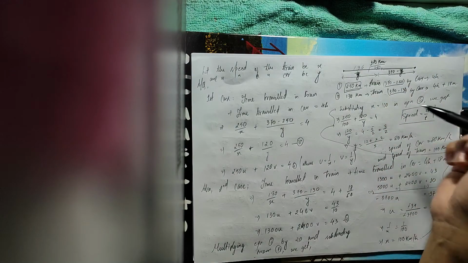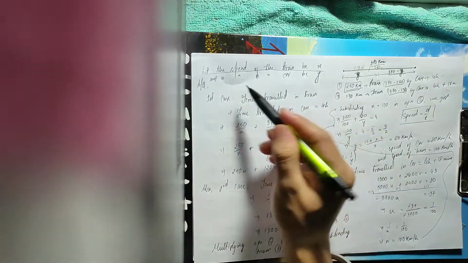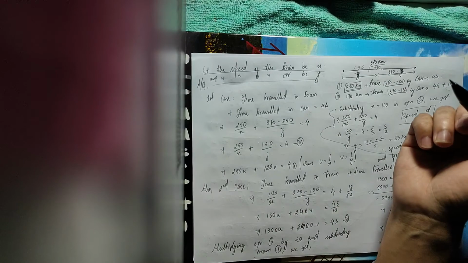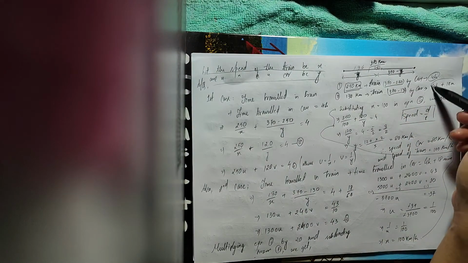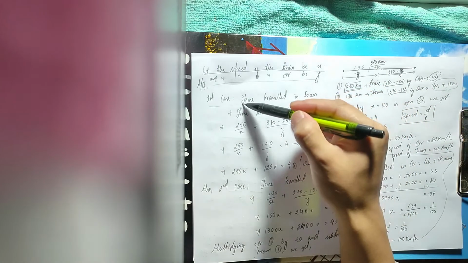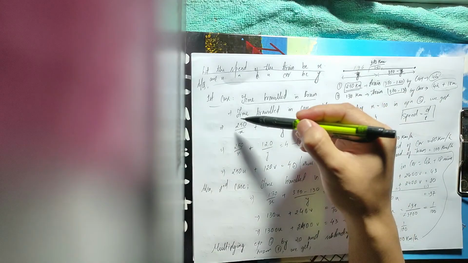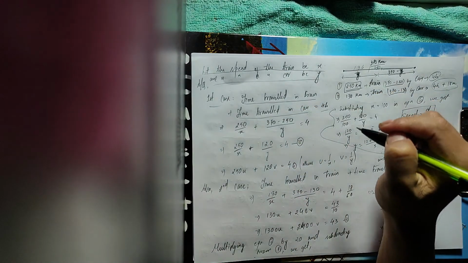Okay, now with this concept, let's come to the question. You have to find the speed, so let the speed of the train be x and the speed of the car be y. Now see, the question is given in terms of time, so we'll have to convert everything in terms of time. In the first case, time traveled in train plus time traveled in car is equal to 4 hours, right? It's given in the question.